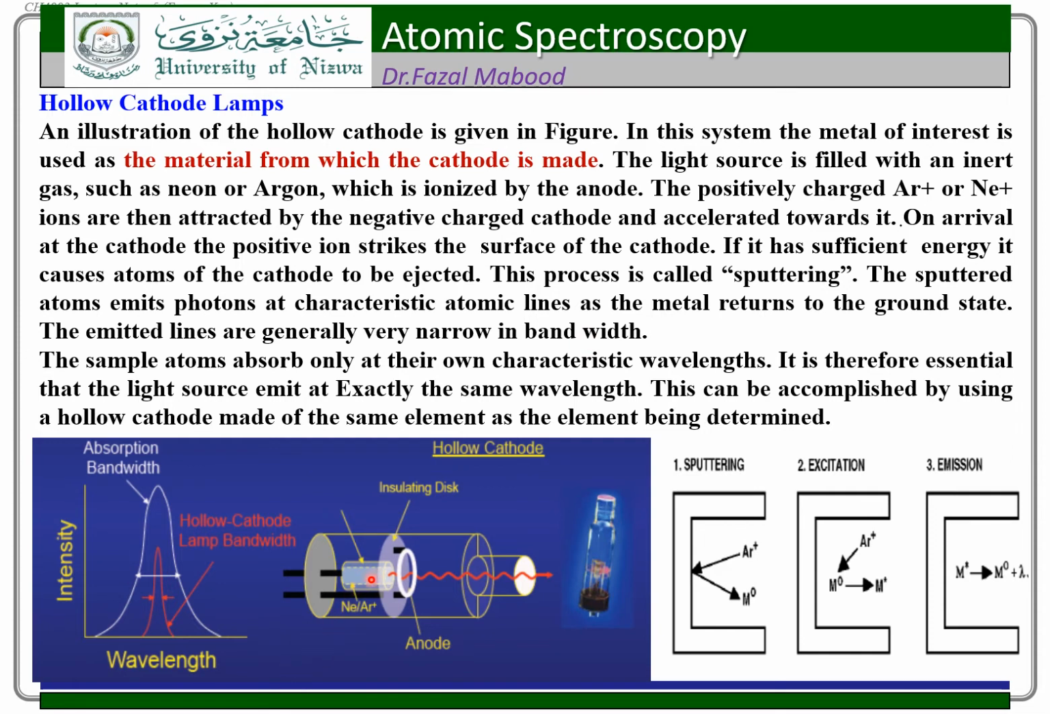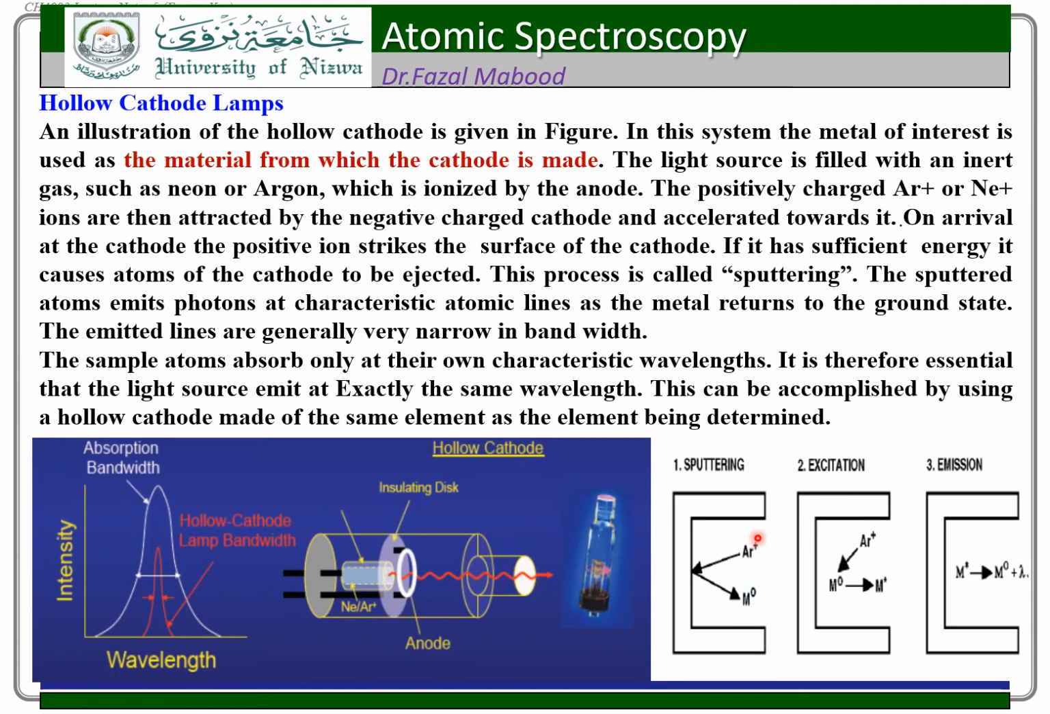So the sputtered metal is excited, and when it comes to the ground state, the extra energy it emits in the form of light, and that light we call line source of light.